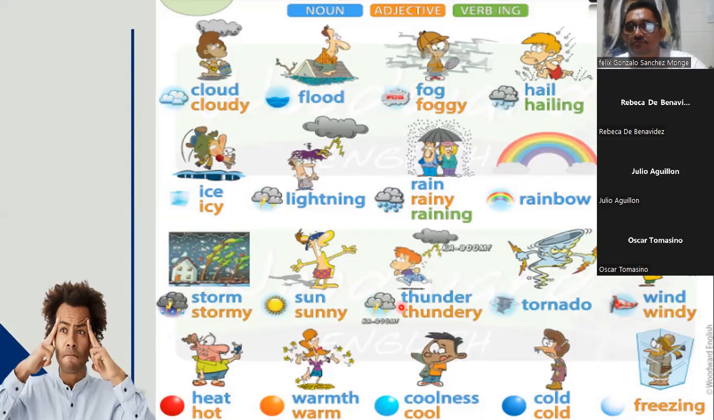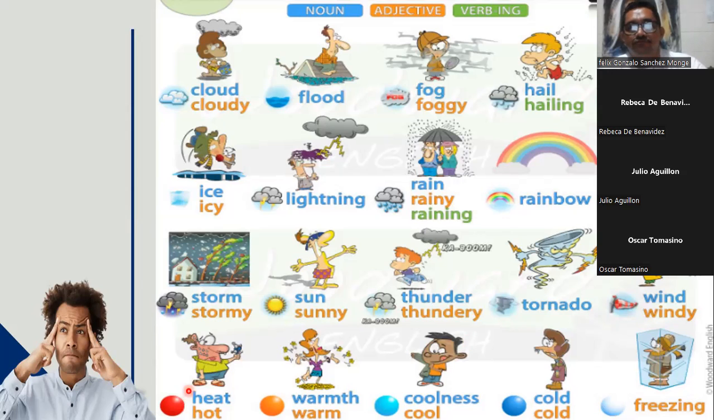So, tornado. We have a tornado, which is tornado. And wind. Es viento. Windy. It's like ventoso. I don't know if that exists. Bien, ventarroso, like a lot of wind. Aquí hay mucho viento, windy.